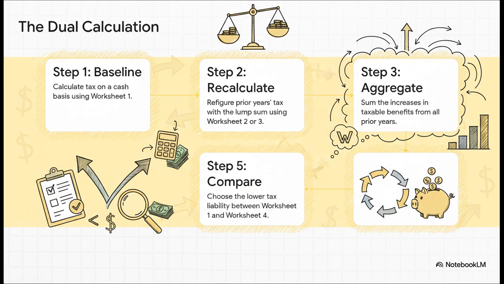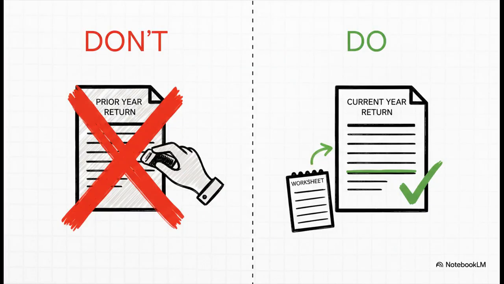You take those prior year amounts and you hypothetically plug them back into the years they belonged in. You're just figuring out what the increase in taxable benefits would have been back then. You add up all those little increases, combine them with the current year's part, and then you compare. Which number's lower, the regular way or the shadow way? You pick the lower one. That's the election.